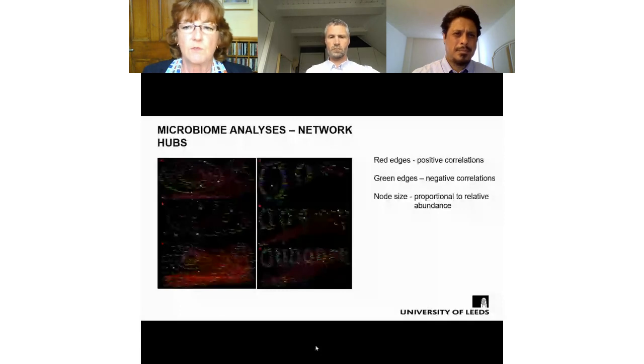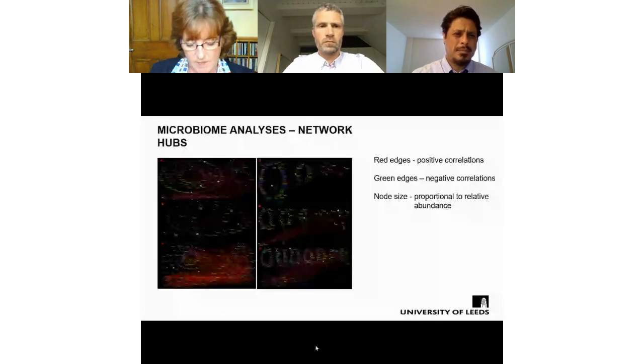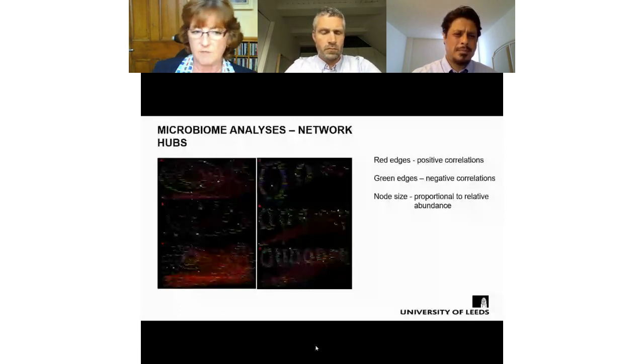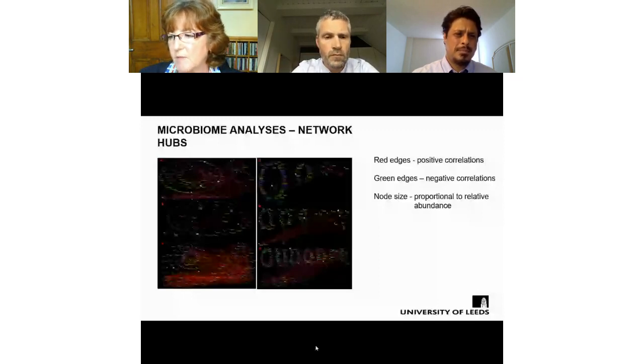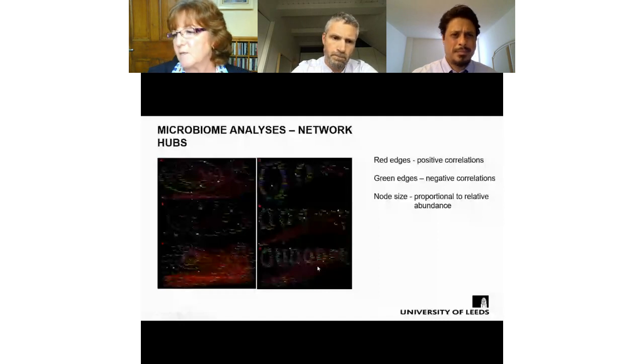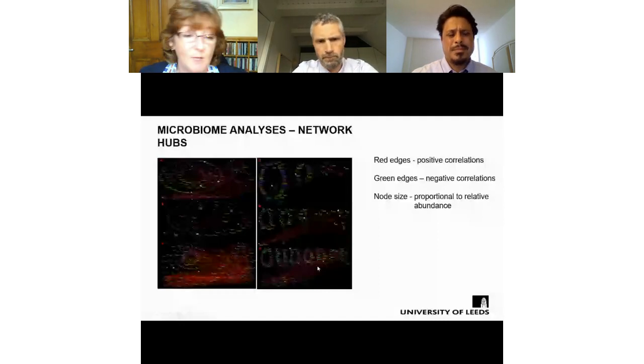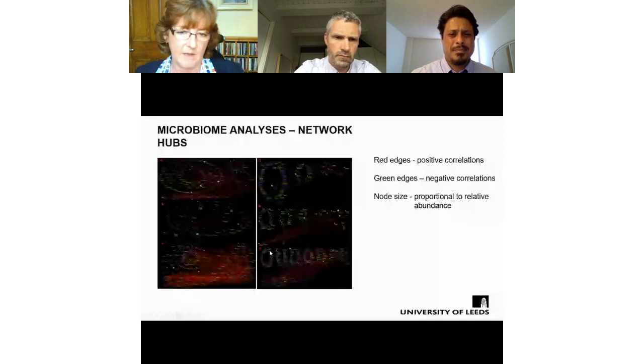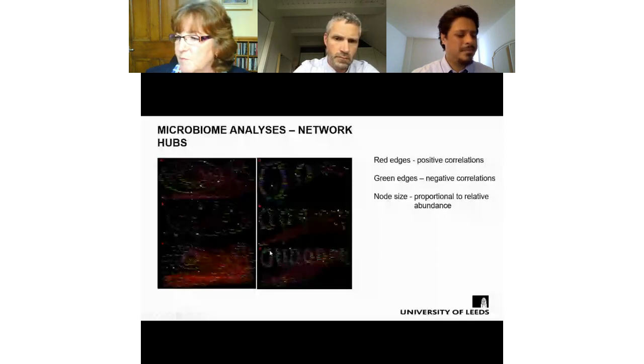Jan also looked at, we asked the question, are there sets of organisms that interact together that maybe can be highlighted through these microbiome analyses? And he did some network hub analyses. And I'm not expecting you to get much from these pictures, I just think they're beautiful, so I like to put them up. What this is looking at is positive correlations between organisms and negative correlations, and also the proportion that they are of the populations in terms of abundance.